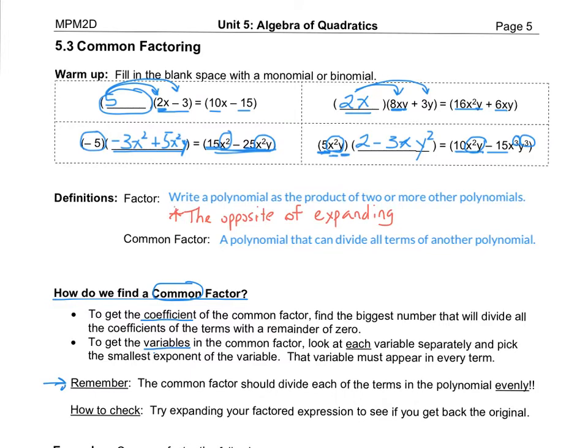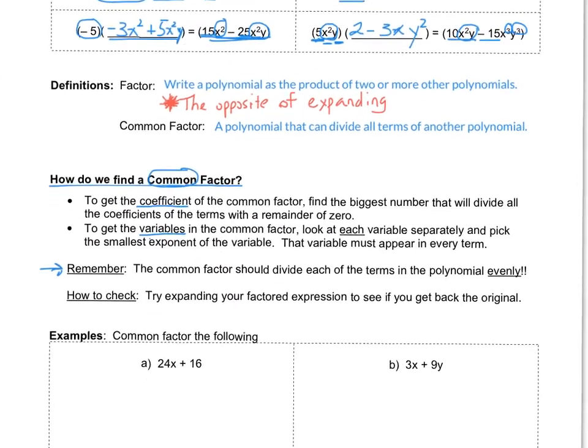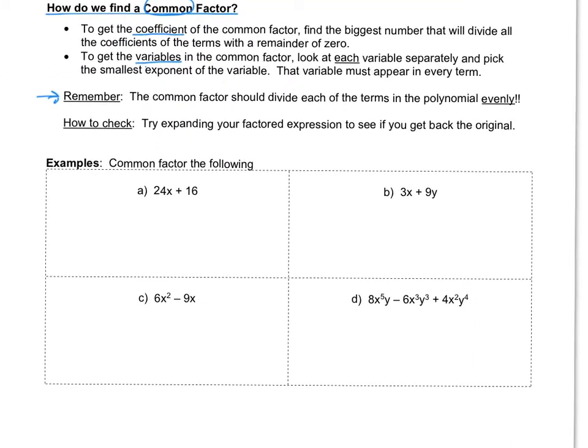So make sure you add this key point into your notes, that factoring really is the opposite of expanding. All right, let's try some examples here to see what we can do with this. So, common factor the following. We want to look for the biggest number that can divide 24 and 16 evenly.